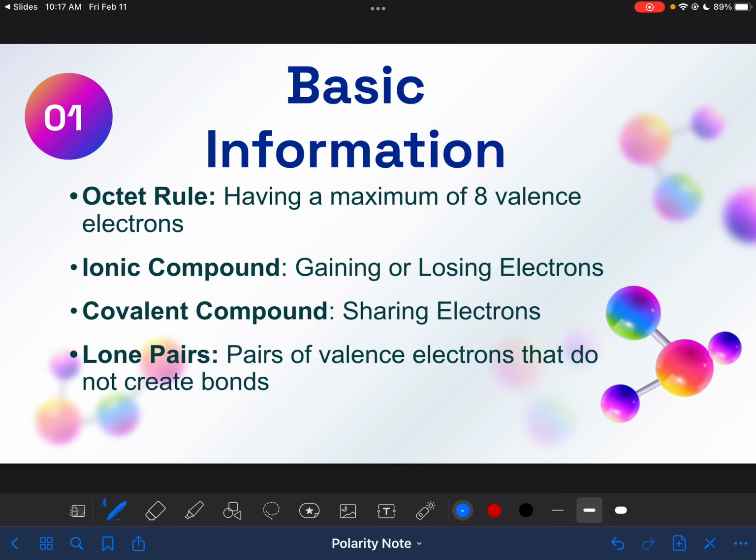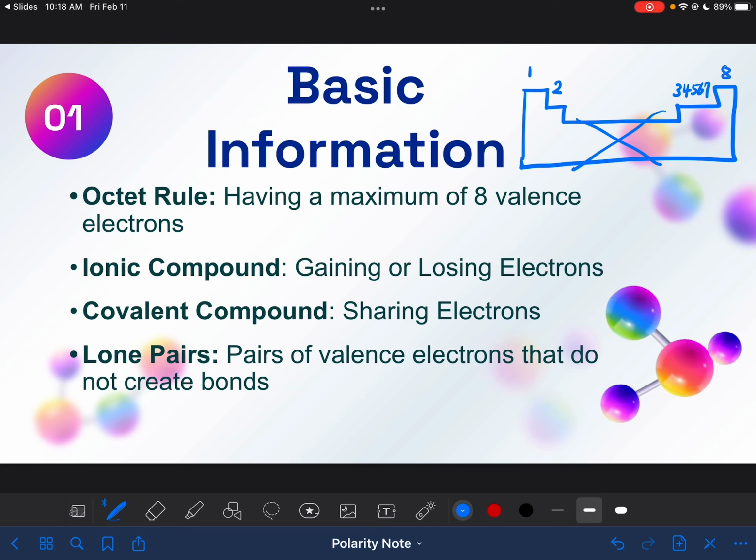Basic information. There are a couple of things that you need to know before moving on to Lewis dot structures. Number one is the octet rule. If you don't remember what the octet rule is, it's having a maximum of 8 valence electrons. And if you don't remember which one has the valence electrons, well, the first column has 1, 2, and everything goes in chronological order, skipping the transition metals, 3, 4, 5, 6, 7, and 8. So make sure that you know what the valence electrons for each element are.